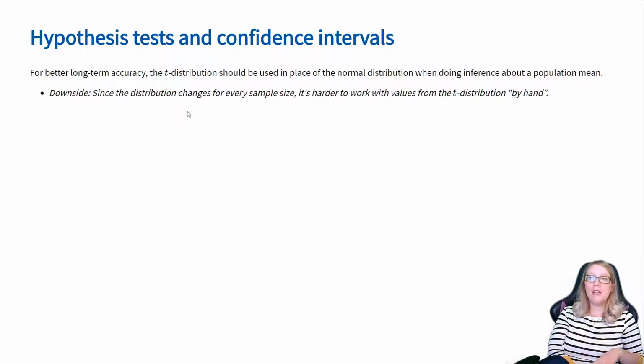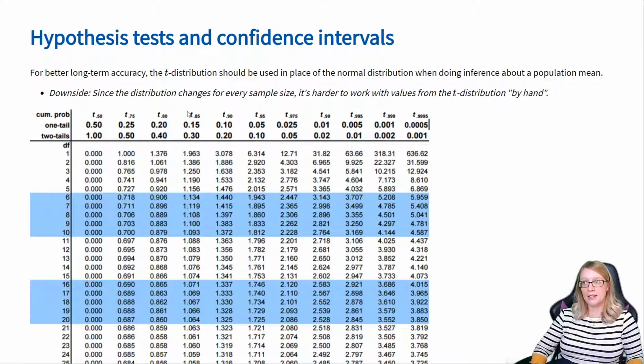So for better long-run accuracy, when we're working with a numerical variable, anytime we have to make an estimate for the standard deviation, so use that sample standard deviation, we'll use the t-distribution in place of the normal distribution. There is a downside here. The t-distribution changes depending on the sample size or depending on the degrees of freedom. That means it's a lot harder to work with values from a t-distribution by hand.